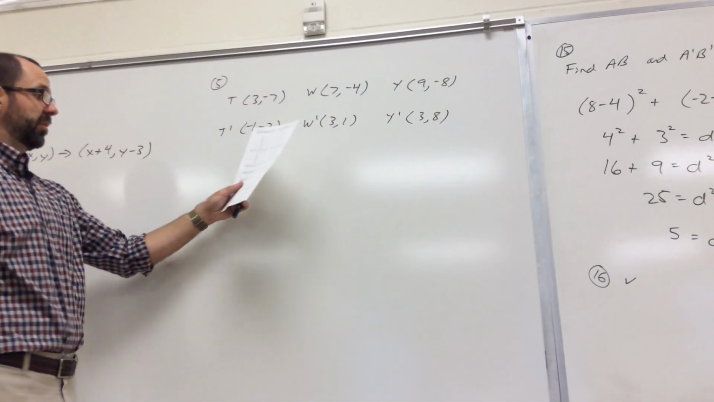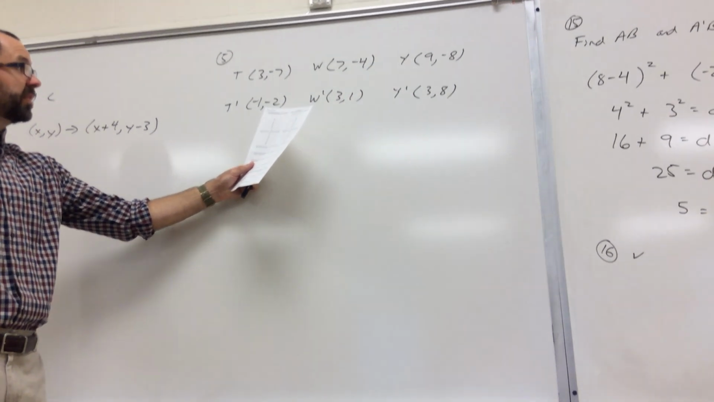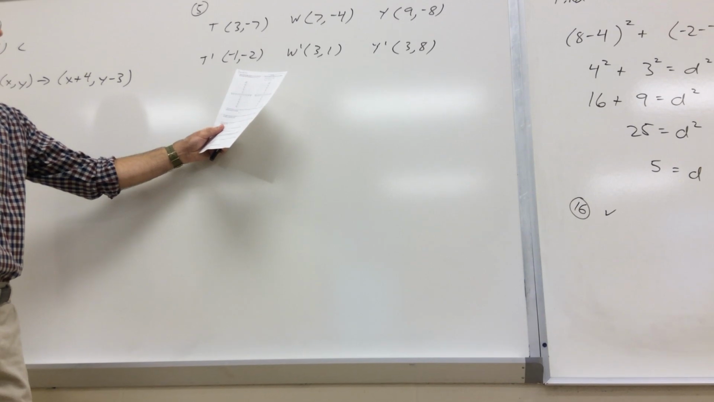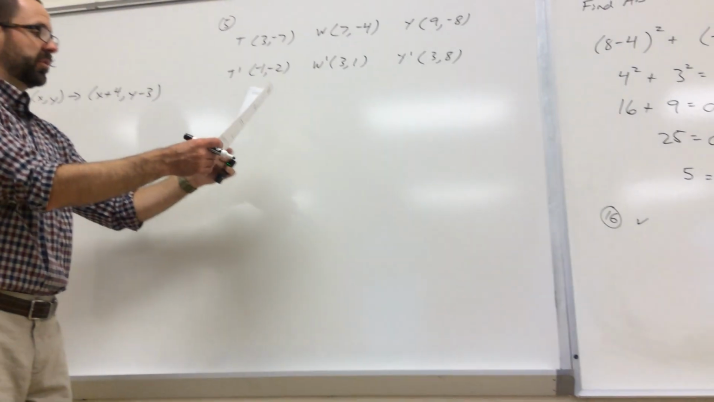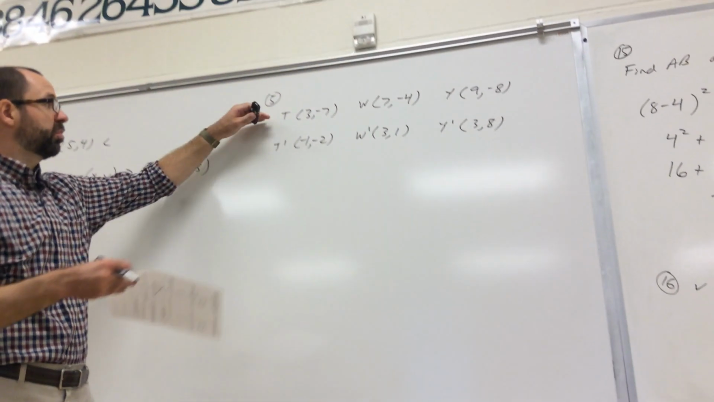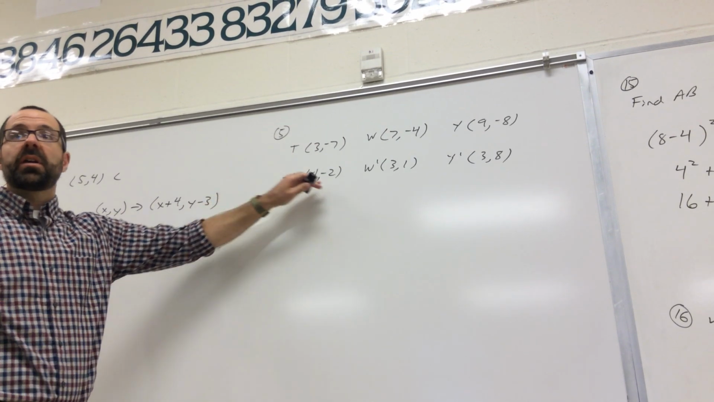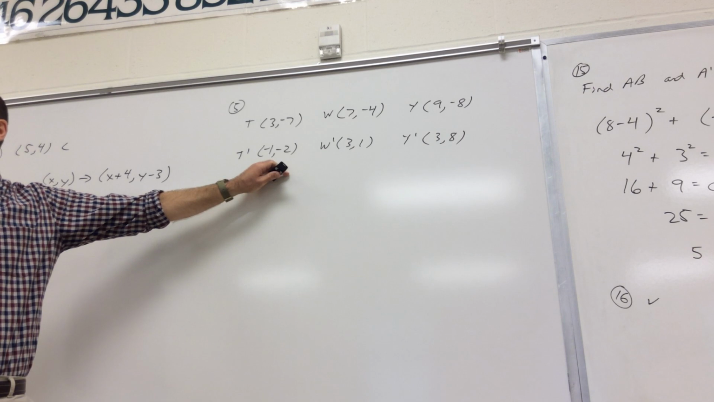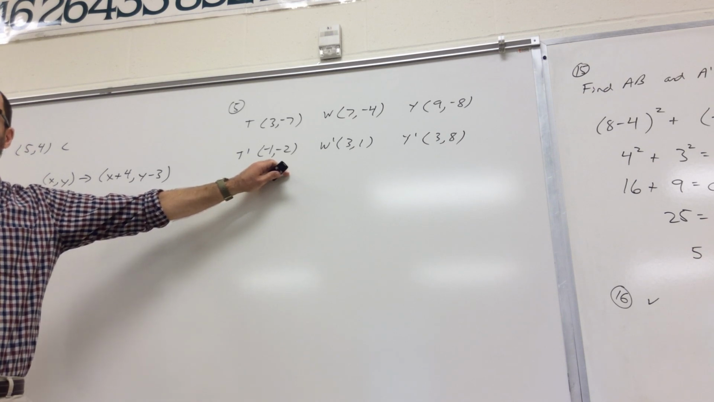Make sure I get all those right. (3, -7), (7, -4), (9, -8), good. (-1, -2), good. (3, 1), (3, 8). Okay, so there's some points. This is the pre-image and the image. And the question says, this is kind of interesting, this is not a valid translation. And the question is, why is it not a valid translation?